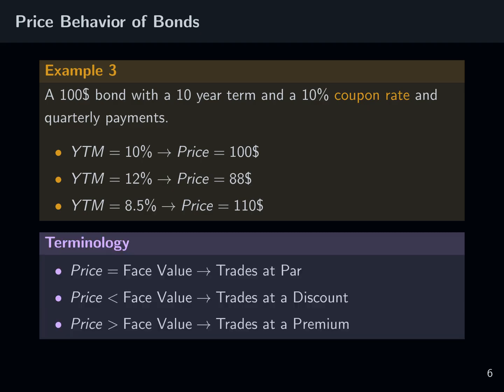This behavior highlights the inverse relationship between bond prices and yields. As yields rise, bond prices fall, and when yields decline, bond prices increase. If market yields are higher than the annual coupon rate, the price of the bond has to decrease to match market yields. And similarly, when market yields are lower than the annual coupon rate, the bond becomes more attractive to investors, and the price increases.